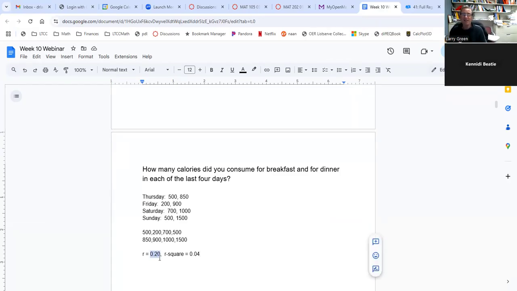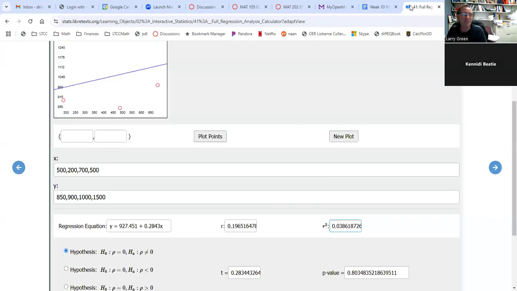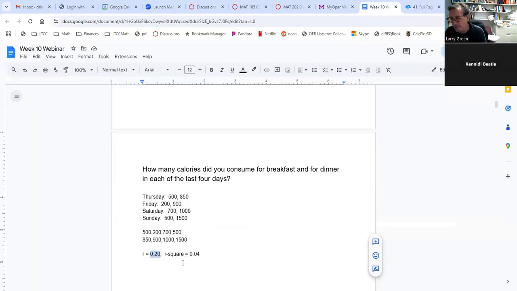The first thing, R is positive. That should be obvious because there's no negative sign in front of it. So R is positive. That means that of the correlation, as one goes up, the other tends to go up. Does that make sense? On the other hand, this positive R is a very small positive. It's not close to one at all. Do you agree?